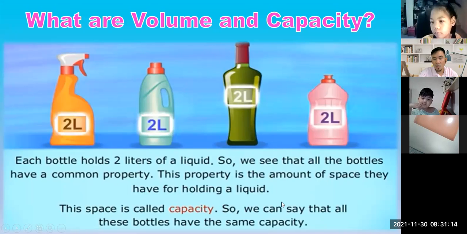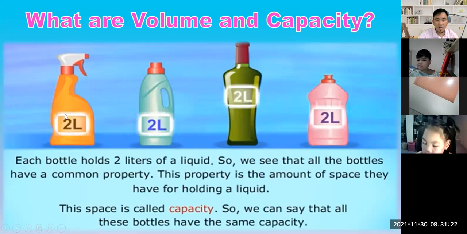So we can say that all these bottles have the same capacity. They can hold the same amount. What is the amount of liquid this bottle can hold? 2 liters. This bottle can hold 2 liters. This bottle can hold 2 liters. So these bottles have the same capacity.